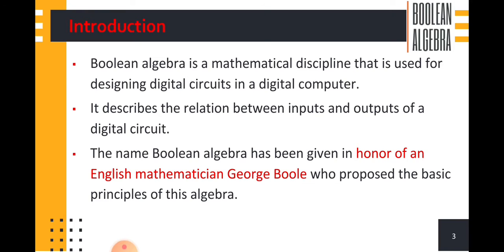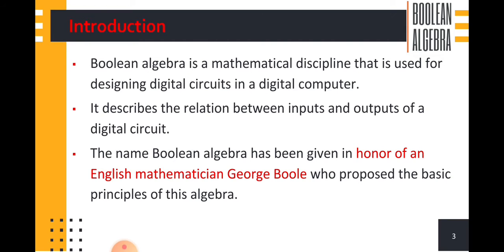Why do we use Boolean algebra? To design digital circuits. These digital circuits are used to build digital computers. And Boolean algebra describes the relationship between inputs and outputs of a digital circuit: what kind of input is passed to the circuit and what kind of output you can get from it. So the relationships are described by Boolean algebra.